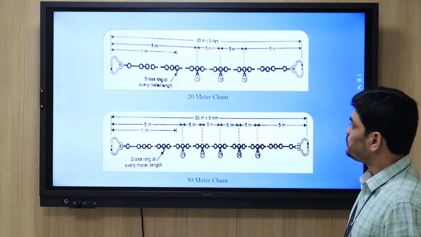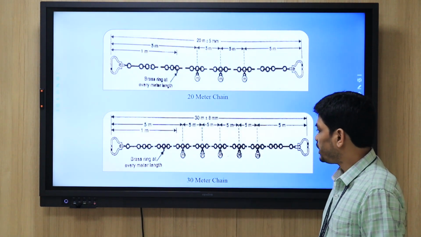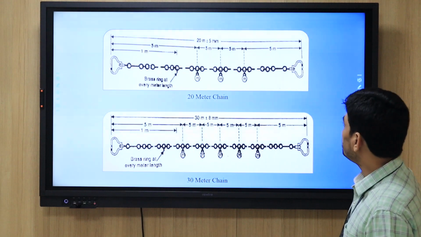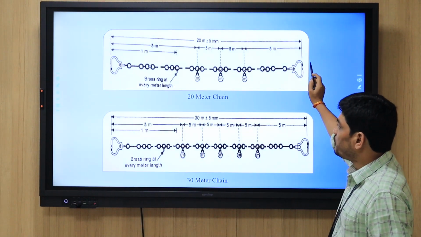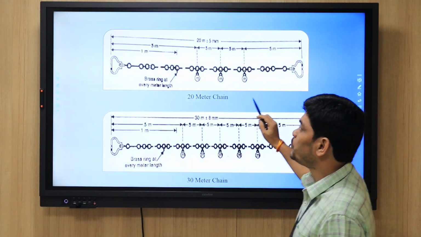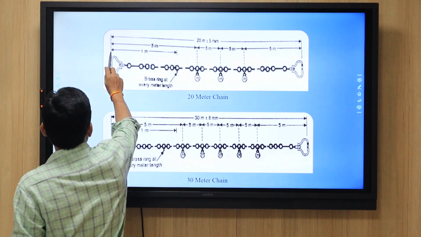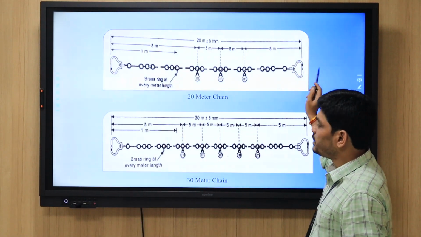Here are the different types of chains. Some chains are 20 meters and some are 30 meter chains. If you see the diagram clearly, these are the brass handles. If you want to know the length of the chain, we need to measure from end to end. From this end to this end, that is the total distance.